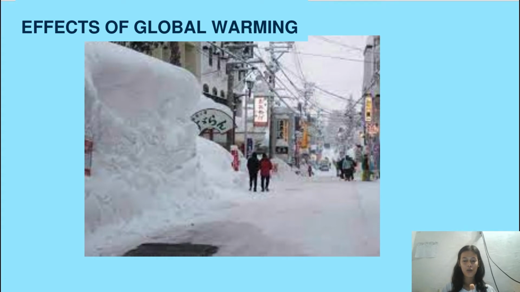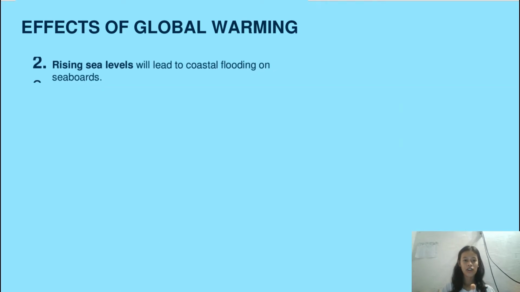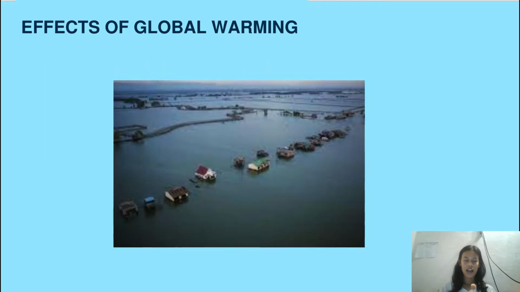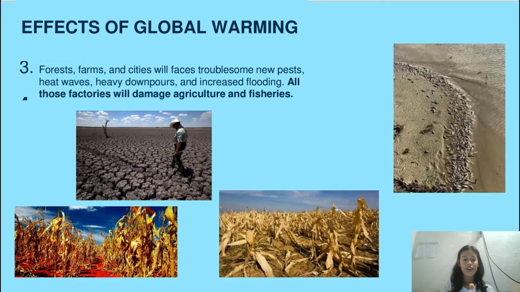I know that snow melt is not in our country, but we are experiencing hailstorms caused by this changing of climate. Number 2 is rising sea level will lead to coastal flooding on the seaboard, like I said in the previous slides about the future climate changes. Number 3 is forests, farms and cities will face troublesome new pests, heat waves, heavy downpours, and increased flooding. All these factors will damage agriculture and fisheries.